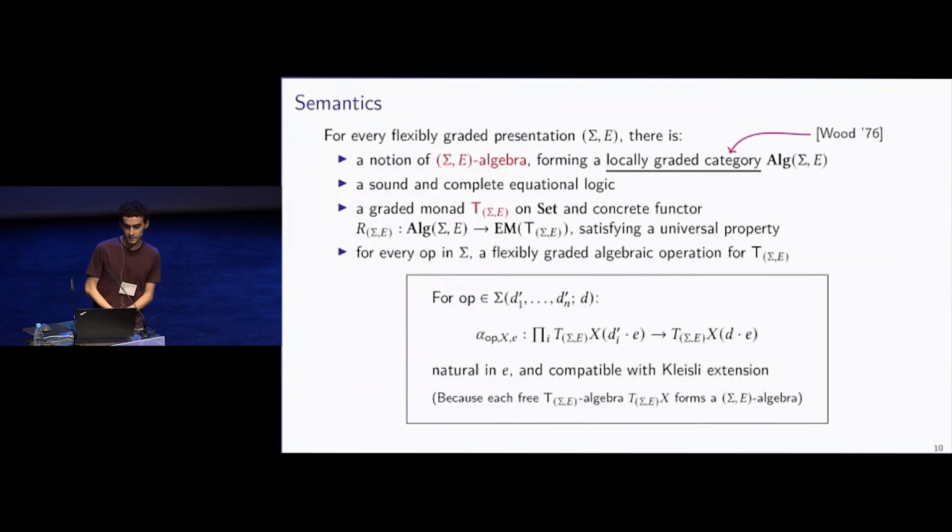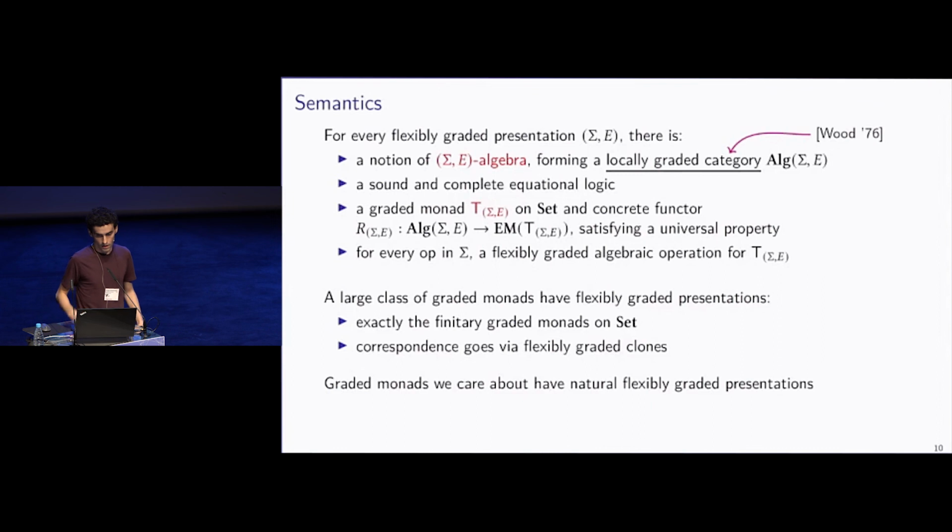Okay, so the final thing is we can extract some notion of algebraic operation. The algebraic operations are essentially interpretations of terms inside algebras. And it turns out we can extract one such thing for every operation of the presentation. So these are the things that we'd actually use to interpret the effect. Okay, now I'm almost done.